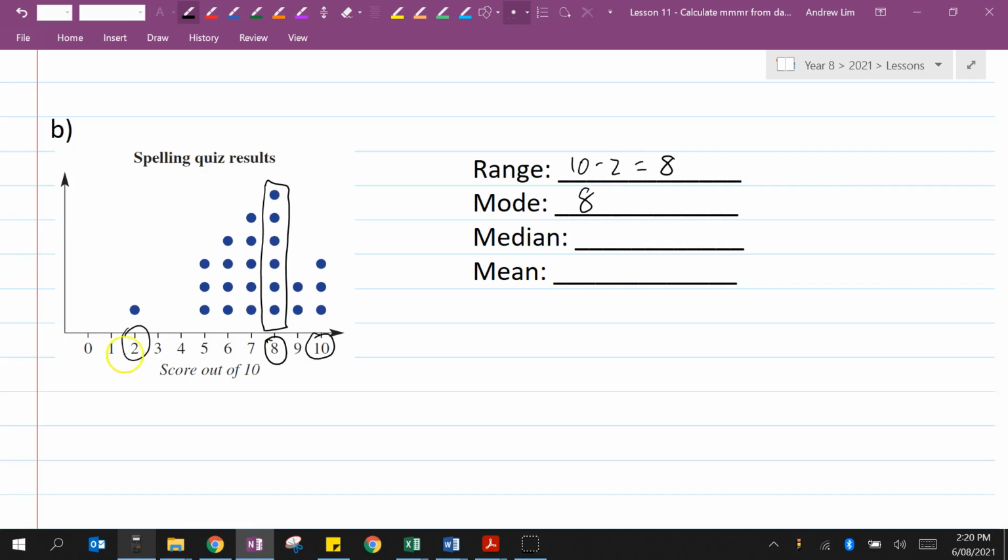Median is the middle score. So let's go 1, 2, 3, 4, 5. 1, 2, 3, 4, 5. Lowest, highest, and we got 2 left over. They are both 7s. Okay, this one's a 7, and that person got a 7 as well. So median is 7 plus 7 divided by 2, which is 7.